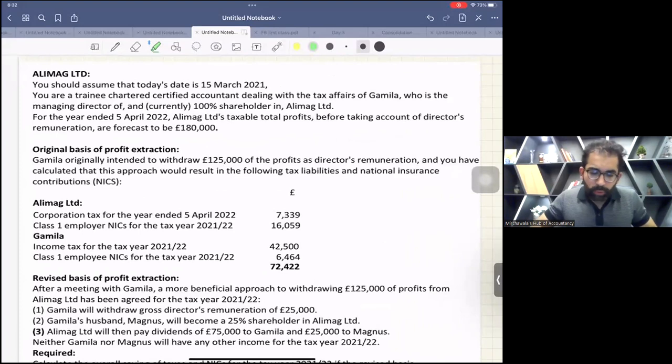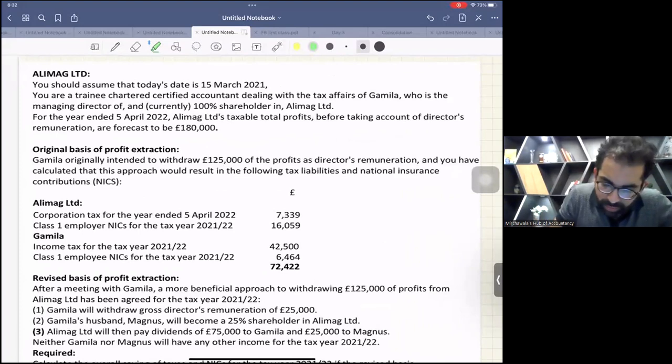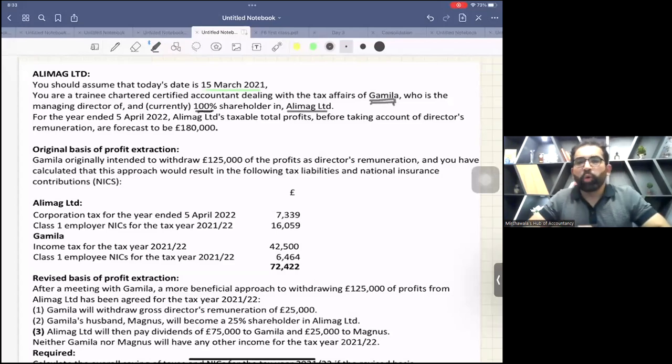Now, you should assume that today's date is 15th of March, 2021. Okay. Now, you are a trainee chartered accountant dealing with the tax affairs of Gamila, who is the managing director of and currently 100% shareholder of Ali Mag Limited. Okay. So Ali Mag Limited is owned by Gamila, right? 100% shareholder as well as the managing director.